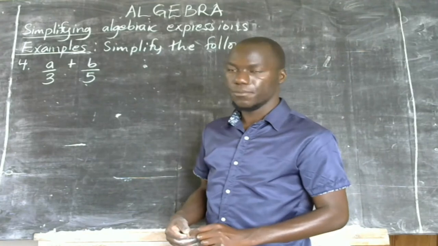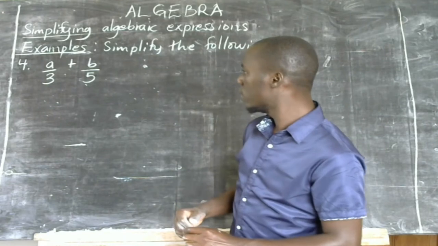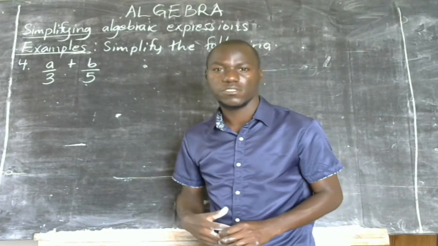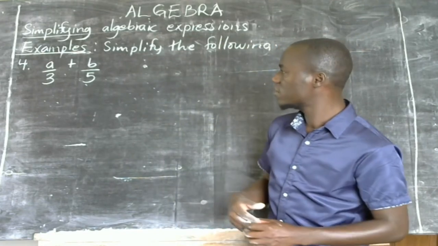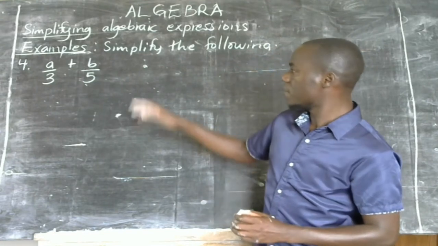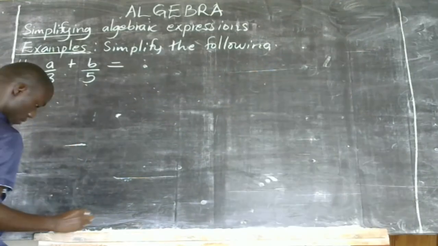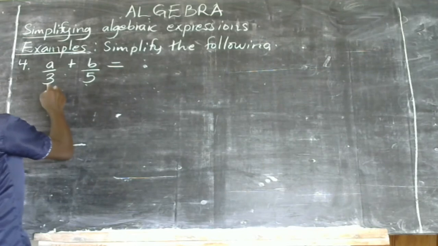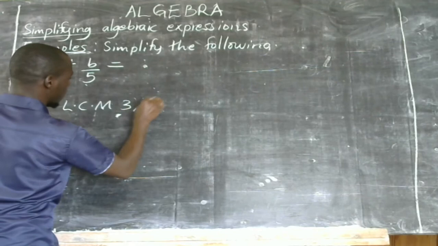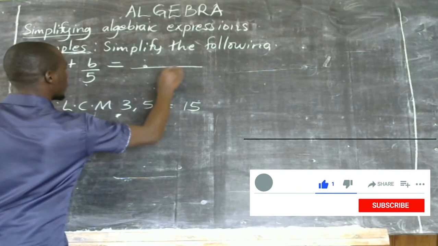My example 4, I'm going to add those fractions there. So the addition of fractions, remember when we talked about that topic of fractions, we had to get the LCM of the denominators, then multiply it on each term, and then simplify later on. So this is going to be the LCM of 3 and 5. That one there is 15. So I write my LCM there.